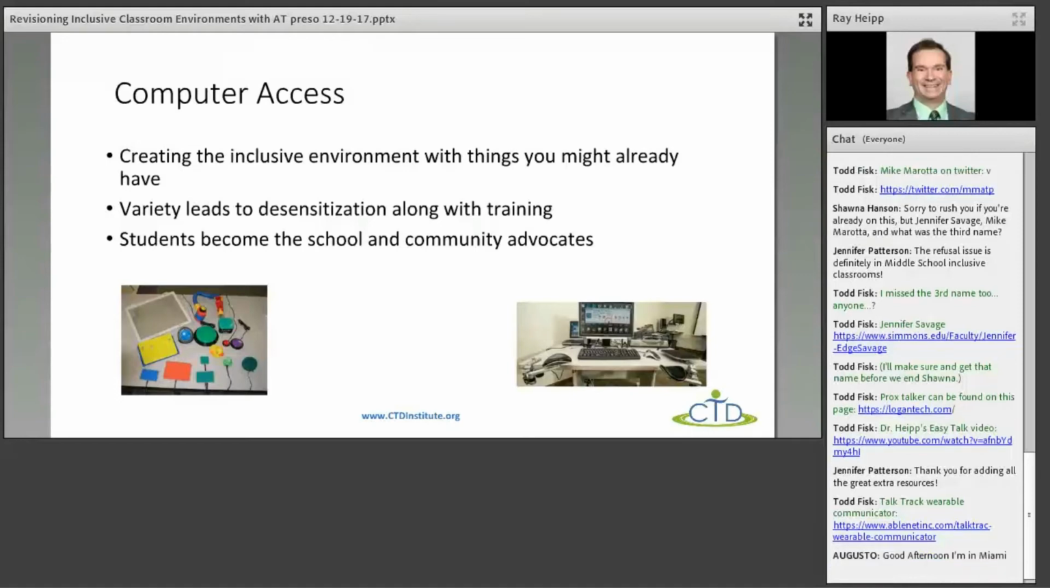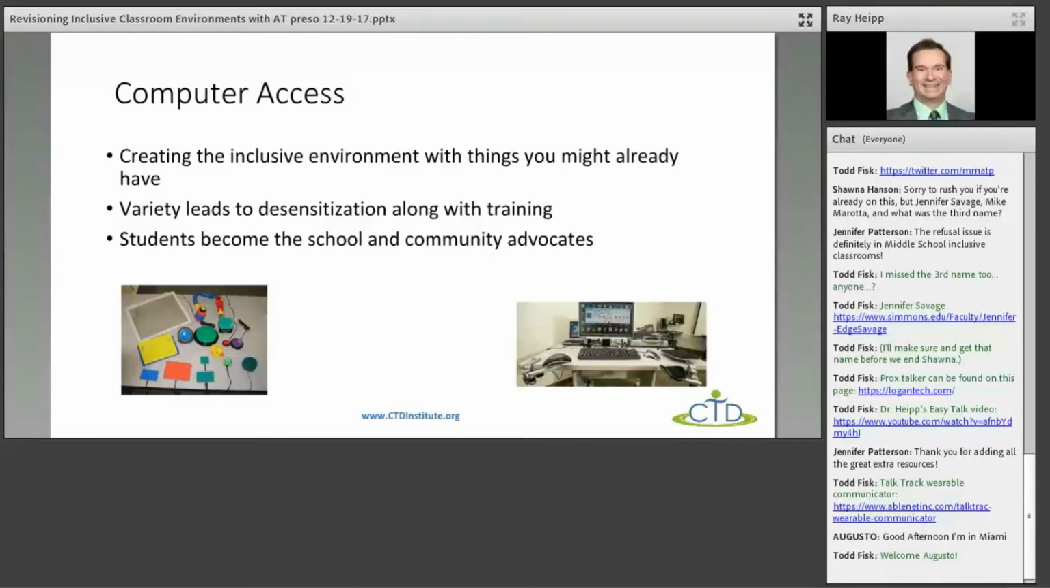Well, guess what? There are products out there that allow for greater accessibility. And again, half of them are sitting on our shelves right now. And by getting our kids to understand this, we're able to move forward.